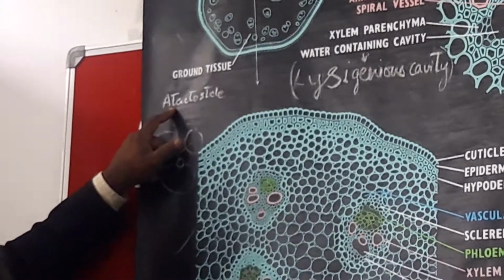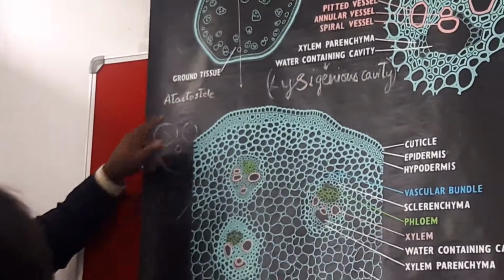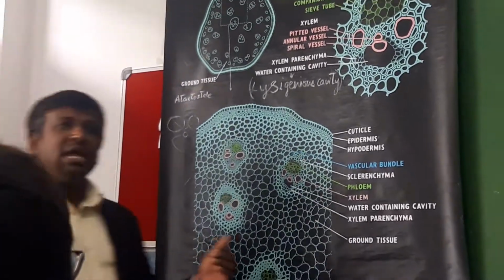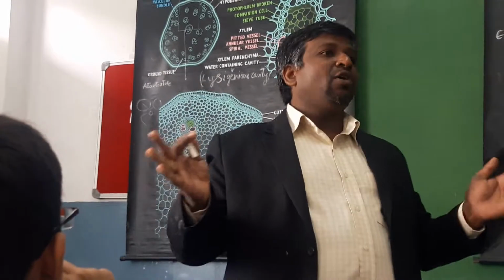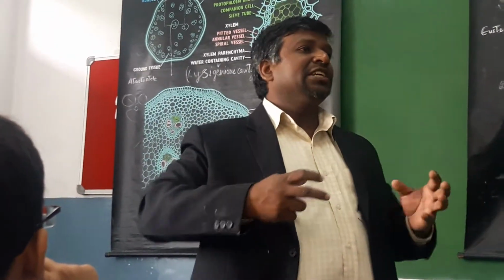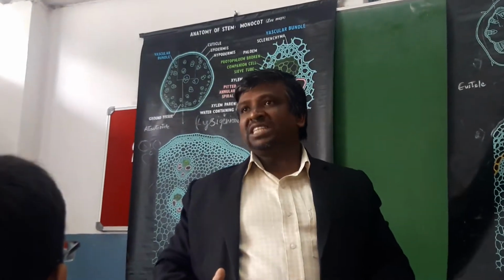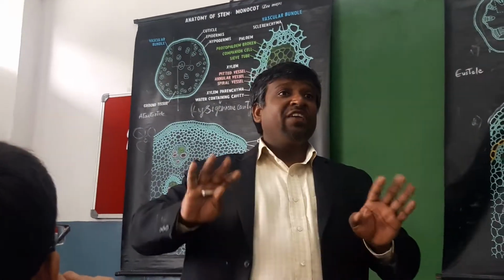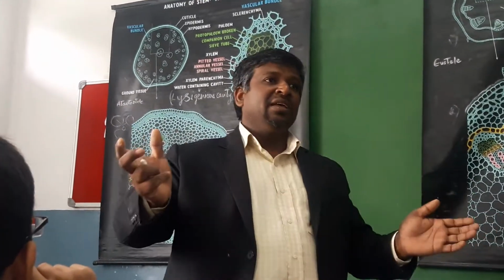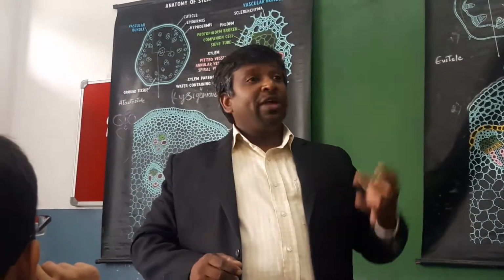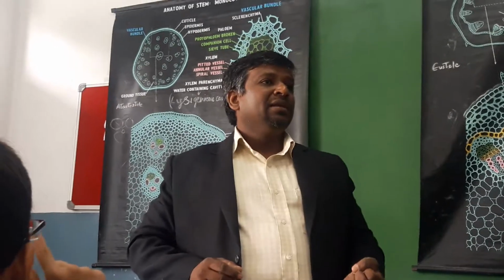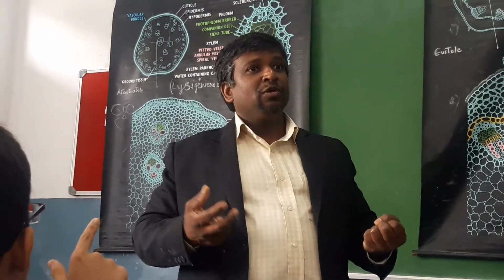When you take a section of monocotyledonous stem, what you notice is there is no clear demarcation between cortex and stele. Instead we call it ground tissue. In this ground tissue, there are a lot of vascular bundles which are scattered. There is no definite pattern of arrangement, they are scattered. Such type of stele, what do you call it as? Atactostele.